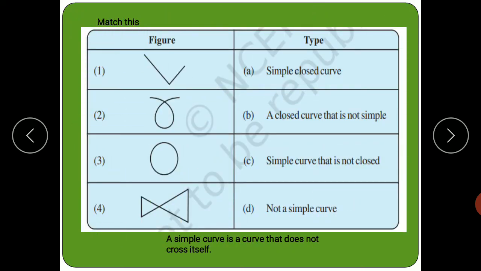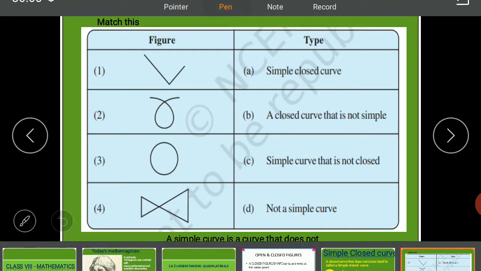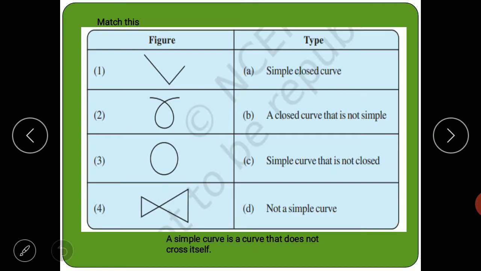Let's match this one. The first one, simple closed curve. Simple closed curve means it's a closed curve that does not cross. This is not a closed curve, and this is crossing itself, and this also is crossing itself. Simple closed curve means what? Does not cross. So this is a simple closed curve.